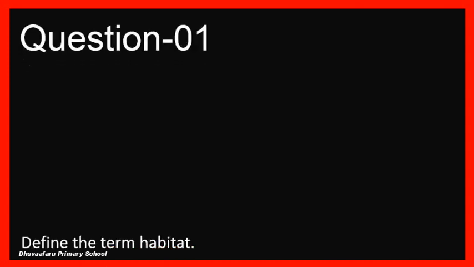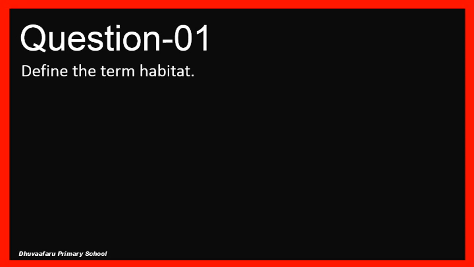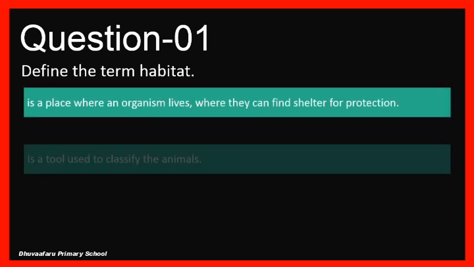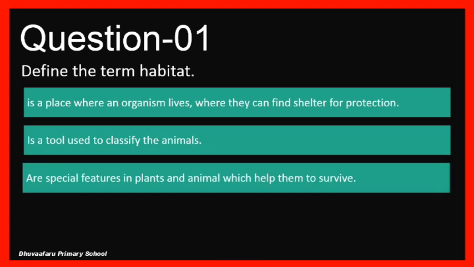The first question is, define the term habitat. Here are the options. It is a place where an organism lives, where they can find shelter and protection. It is a tool used to classify the animals. It is a special feature in plants and animals which help them to survive. So, which is the correct answer?